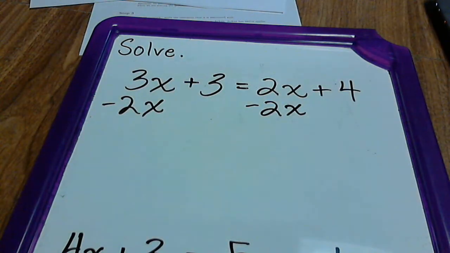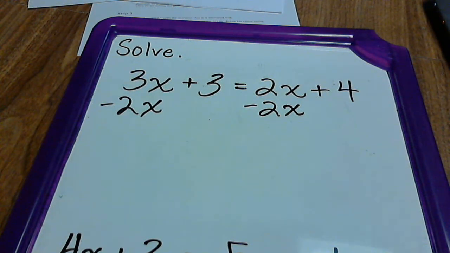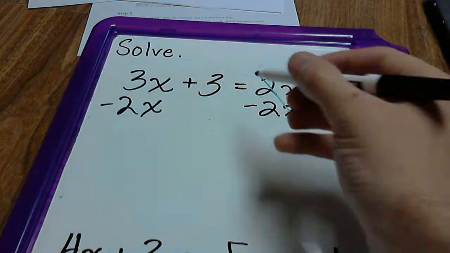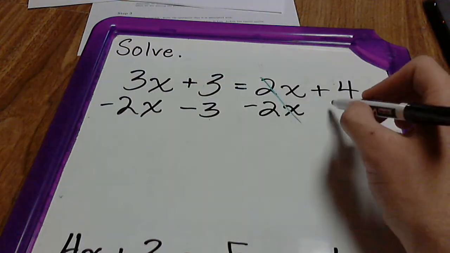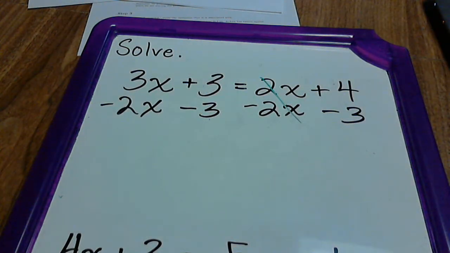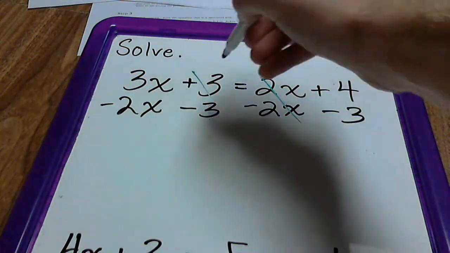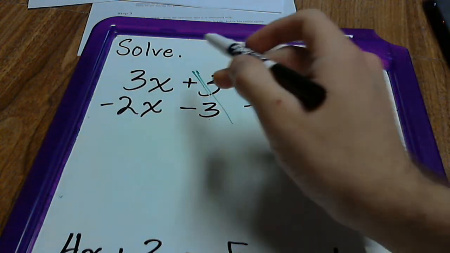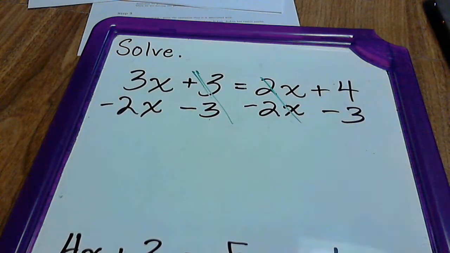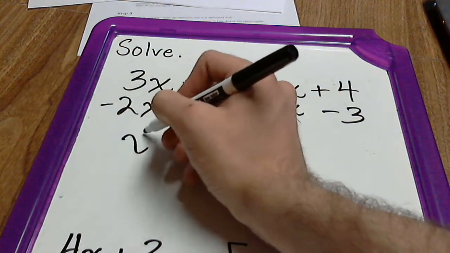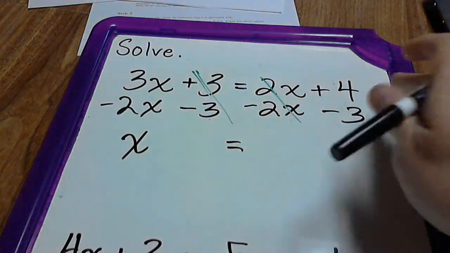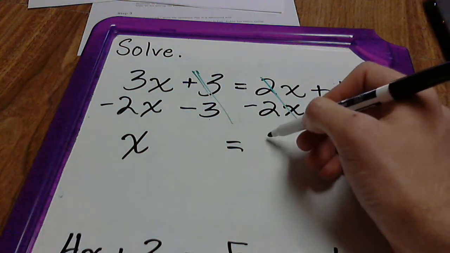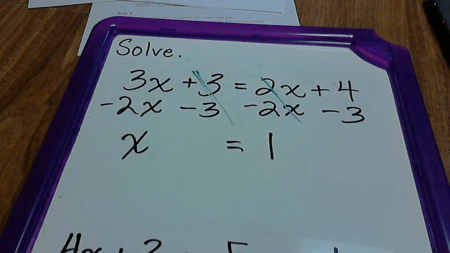Alright, and by doing that, I can then cross this one out because I won't need it anymore. 2x minus 2x is always 0. So then I can do the same thing with positive 3 because I want to get them on opposite sides. So they cross out as well, again because 3 minus 3 is 0. So what do I have left? If I have 3 x's and I take away 2 of them, I just have 1 x. And then if I have 4 minus 3, we know that's 1, so I have x equals 1.